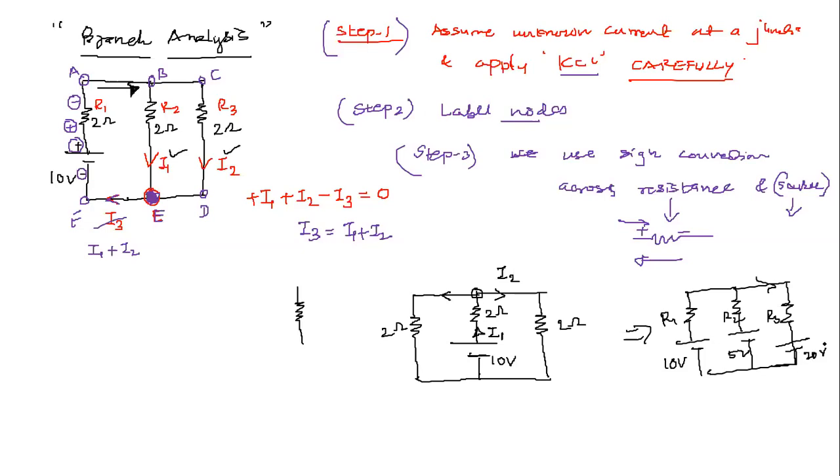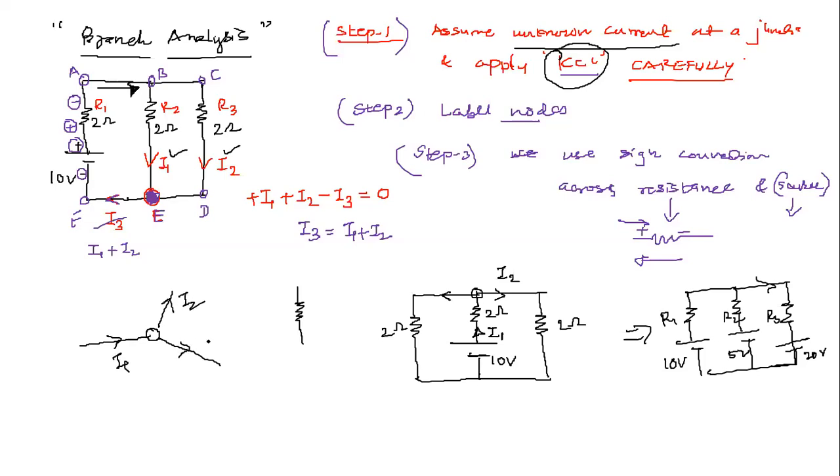So ultimately what you need to do is, that is why I keep writing these steps: assume the unknown current. Don't be afraid, don't hesitate, go for it. But while assuming the current, apply KCL properly, otherwise you will end up getting a wrong answer. What do you mean by that? You can see, this is the junction, we have discussed this. For example, this one is I1, this one is I2.